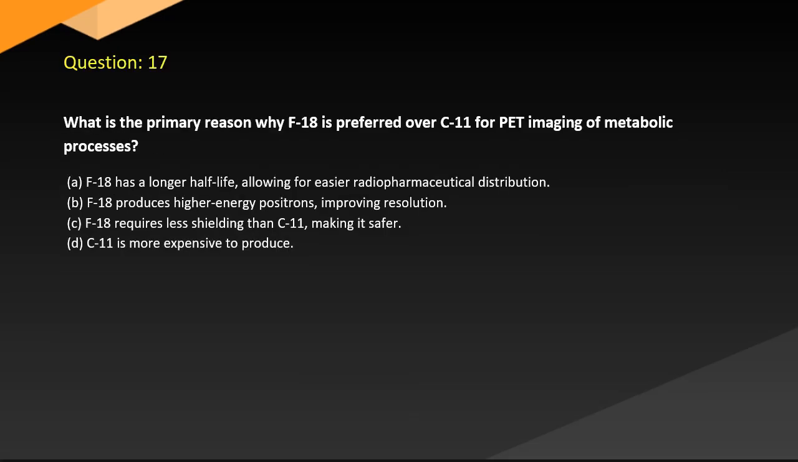Question 17. What is the primary reason why F-18 is preferred over C-11 for PET imaging of metabolic processes? A. F-18 has a longer half-life, allowing for easier radiopharmaceutical distribution. B. F-18 produces higher energy positrons, improving resolution. C. F-18 requires less shielding than C-11, making it safer. D. C-11 is more expensive to produce.